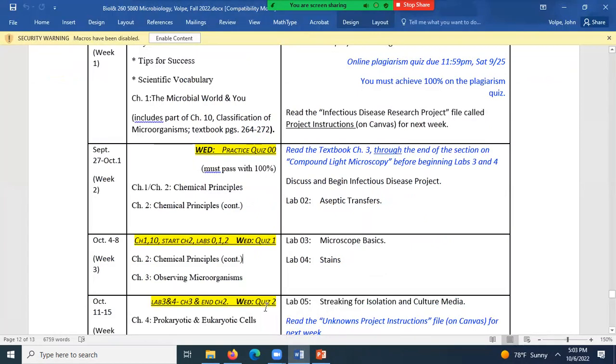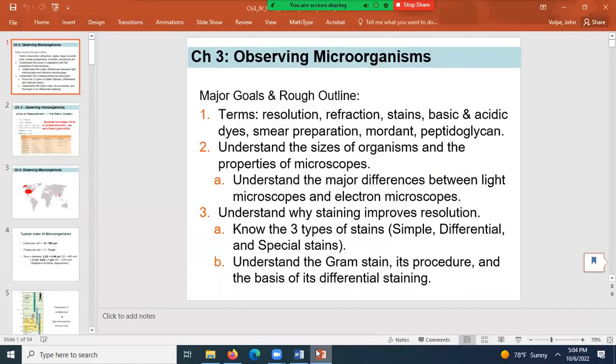All right, so today we're supposed to be starting chapter 3, observing microorganisms. And let me remind you, next Wednesday we'll have our second quiz. There were a little bit of problems with quiz 1, but not too bad. And then tonight, Thursday in the lab, we'll be discussing lab 4 on stains. Any questions about what we're doing? If not, let's move on to chapter 3.